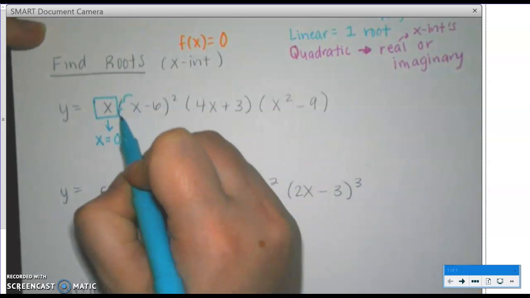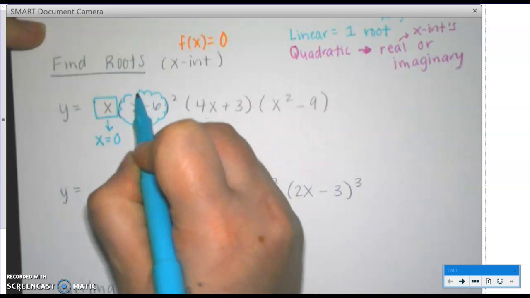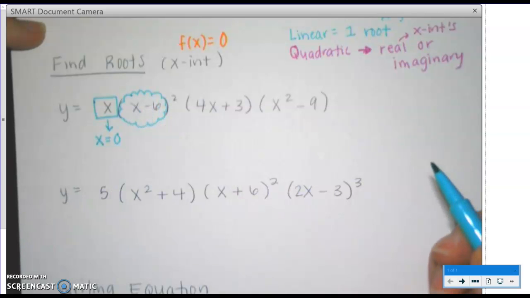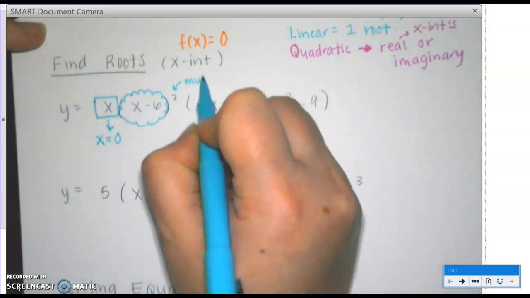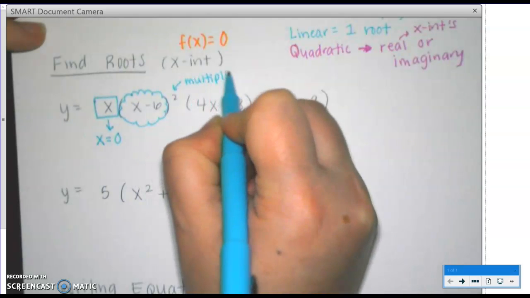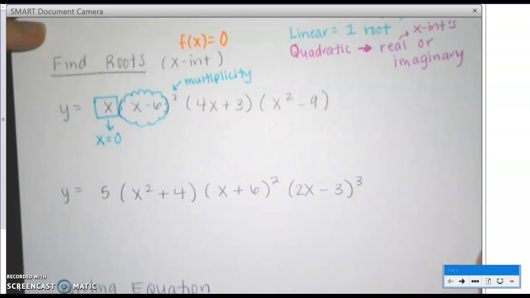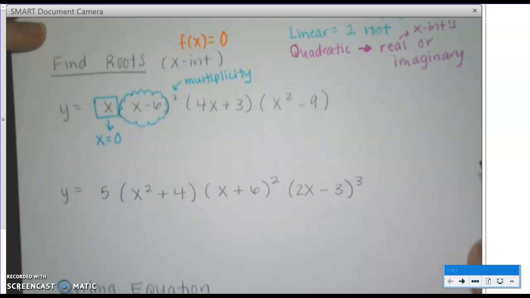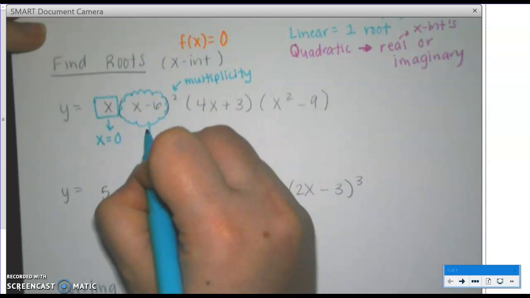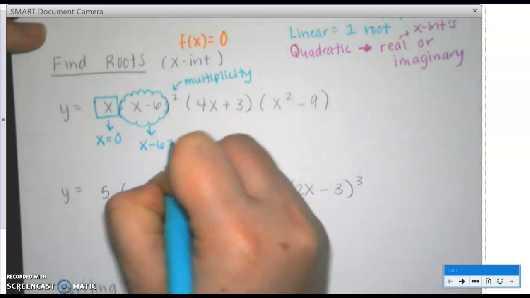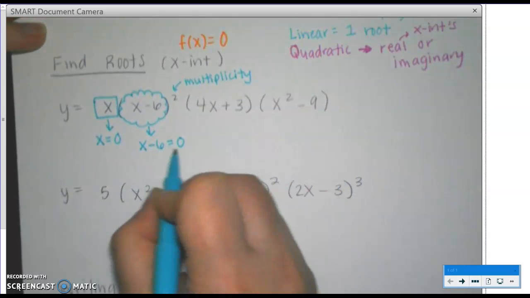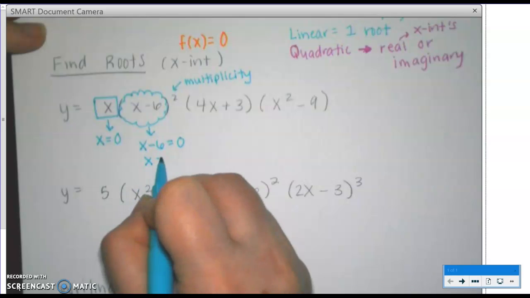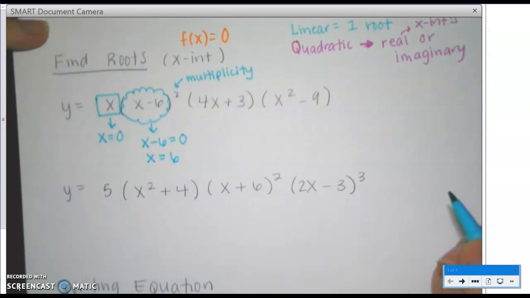All right, my next factor, that is linear. Even though it's being raised to the second power, that has to do with the multiplicity and what the graph is going to look like, but that's not going to tell us what the x-intercept is. If I take this factor and set it equal to 0, I would add 6 to both sides, solve that little equation, and I get x equals 6.